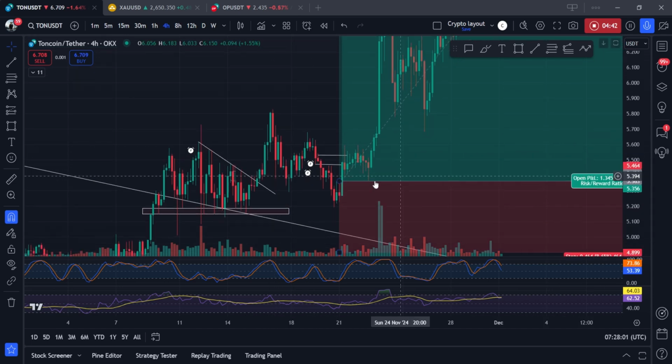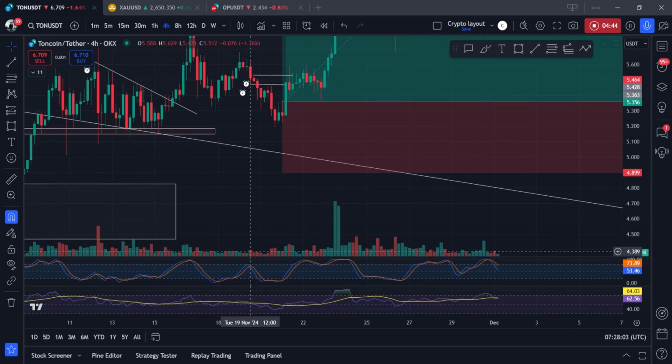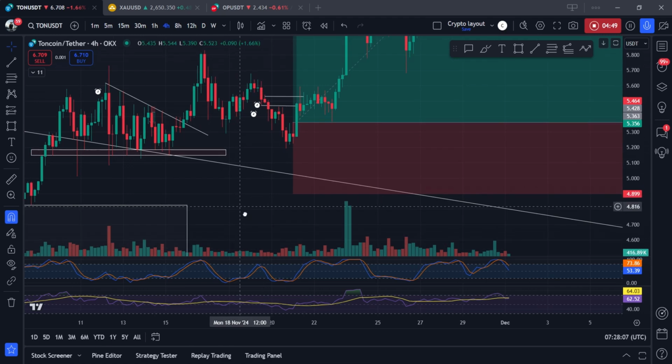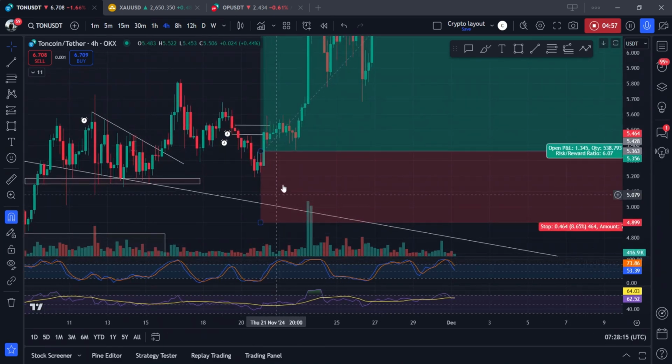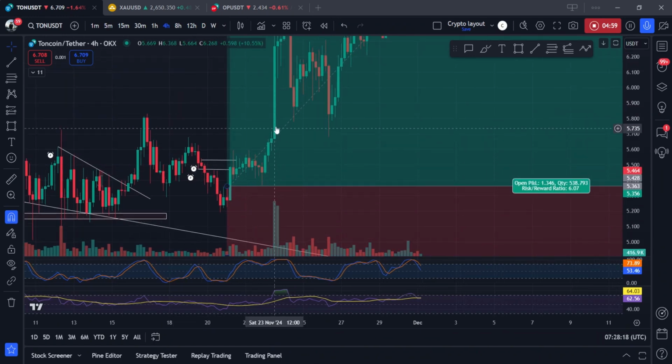Always check for volume, which is this one, the volume. You don't want a lot of red volume, that means sellers are still in control. But you want green candles like this, that means there's enough buying pressure, which, see, you can tell, yeah.